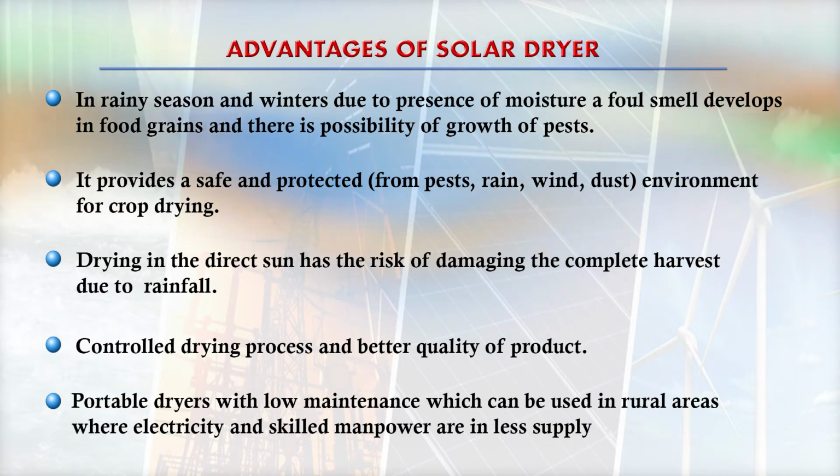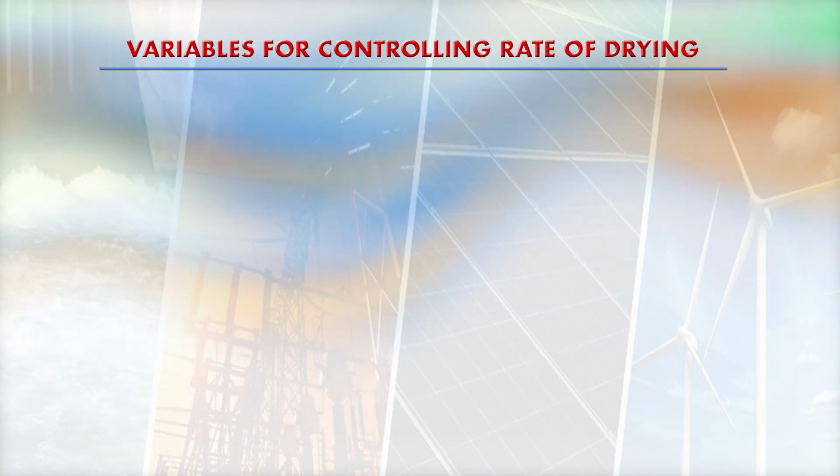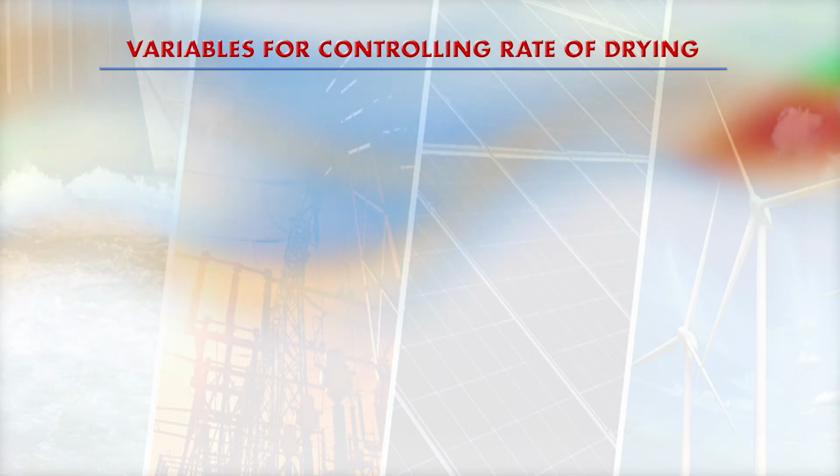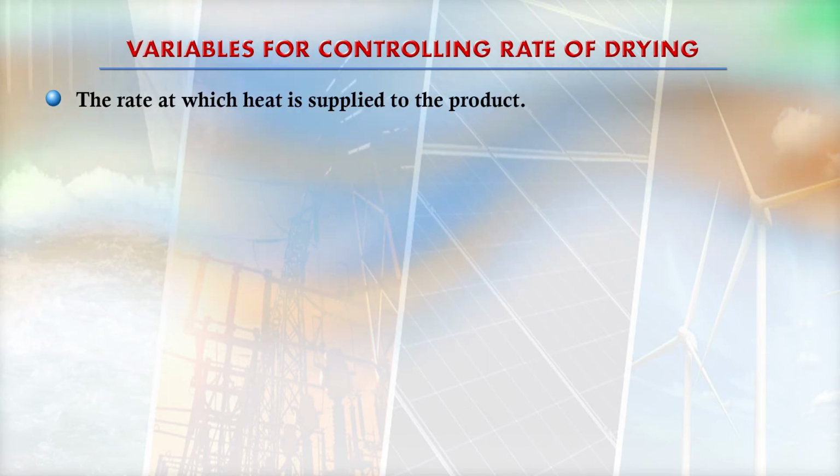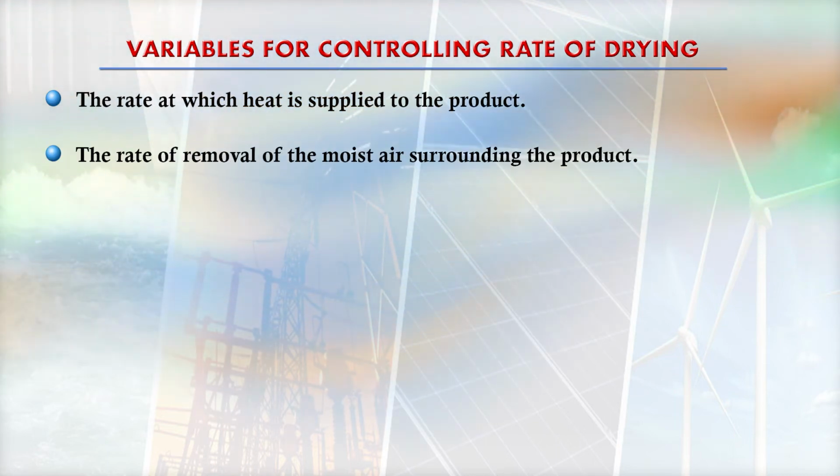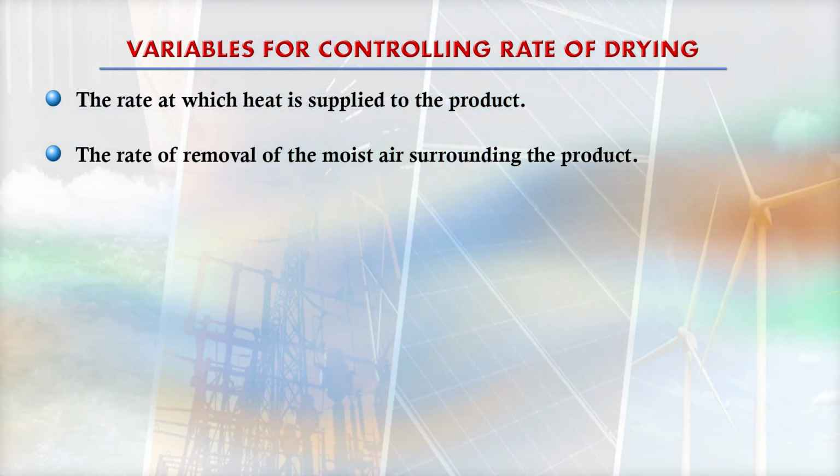Then the solar dryers are portable dryers with low maintenance, which can be used in rural areas where electricity and skilled manpower are in short supply. What are the variables for controlling the rate of drying? There are essentially two variables which control the rate of drying. First, the rate at which heat is supplied to the product. Second, the rate of removal of moist air surrounding the product.